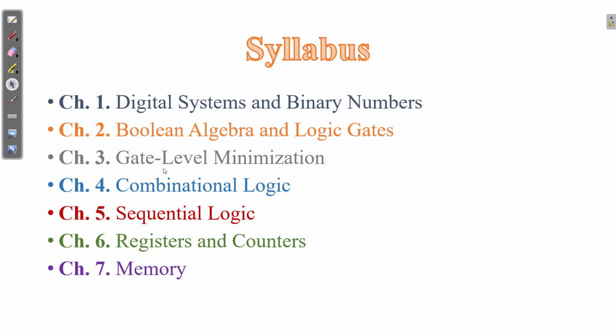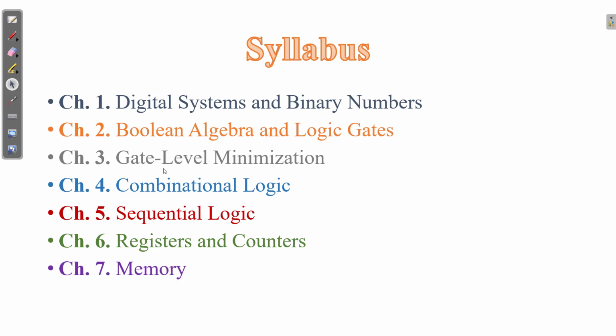In chapter 6 we will talk about the application of combinational and sequential logic circuits like registers and counters, and at the end in chapter 7 we will talk about memory. We know that two of the important memories in digital systems are RAM and ROM, and we will learn how we can design a RAM, how we can design a ROM, and what the structures of these memories are. These 7 chapters are the syllabus of this course, and I will teach you all of these topics during this video series.